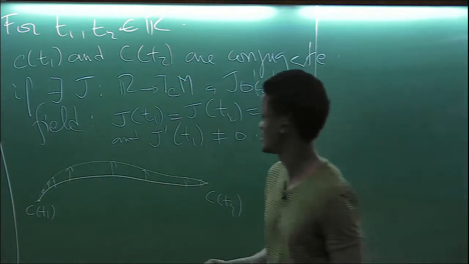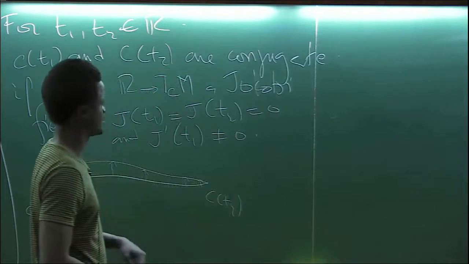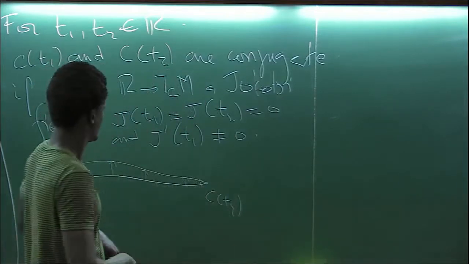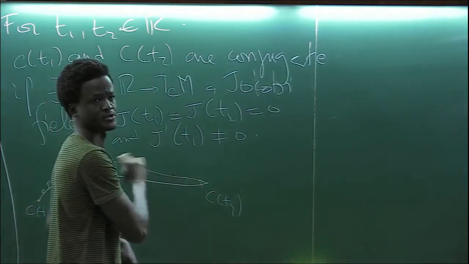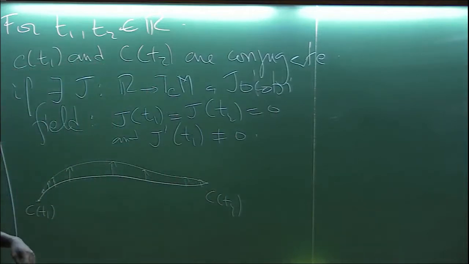Sorry? I don't understand. J prime of t2, you say? Yeah, it can be 0. You just start at the start. You just want it to grow at the start, yes.